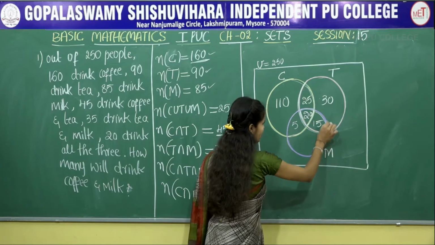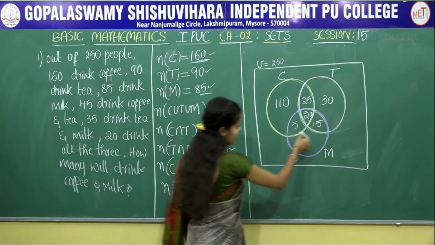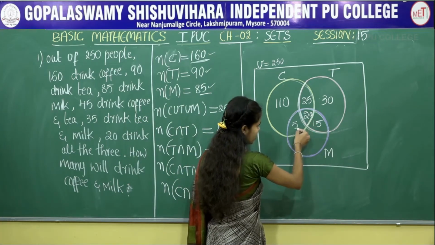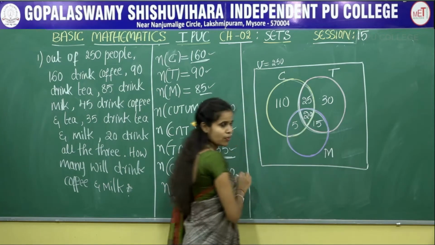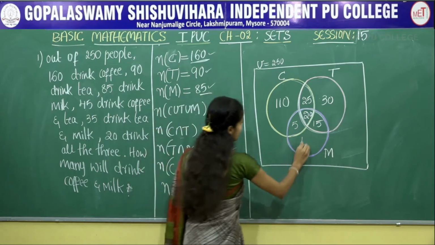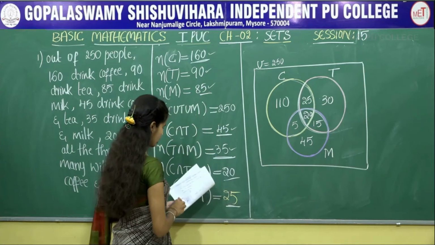M, set of people in M. So that is 85. Already we have written in this circle 20, 15, 25. 15 plus 5, 20, 20 plus 20, 40. Already we have written 40. We want 85. So remaining 45. Okay. Now shade the portion.